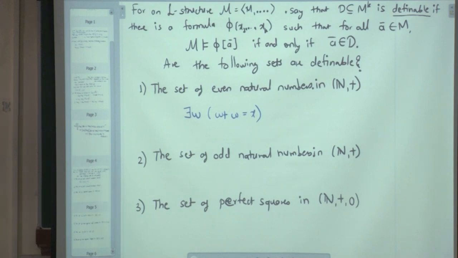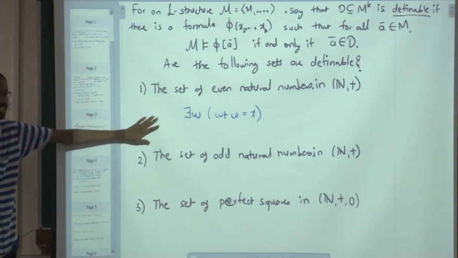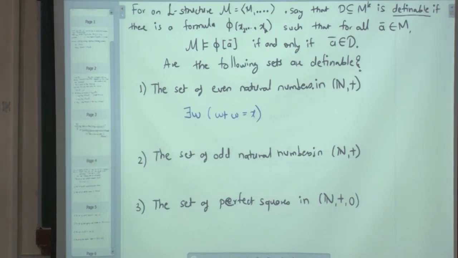So, when you studied even numbers, you already were understanding this formula when you were a child, right? But now at this age, you are understanding that this is expressible by a formula. Okay, what about the second one? If you are just given natural numbers and plus, how do you express odd numbers? Just one person at a time. For every W, negation of W plus W is equal to X. Okay. Yes. So, for there exists a W, so that W plus W, bracket, and some constant.